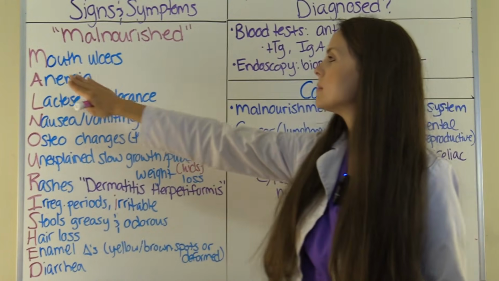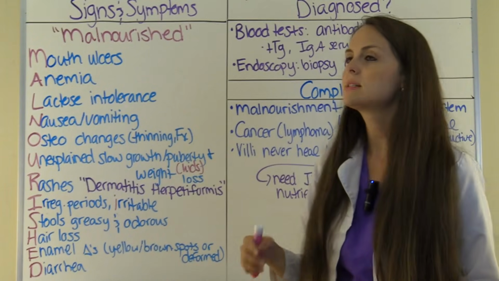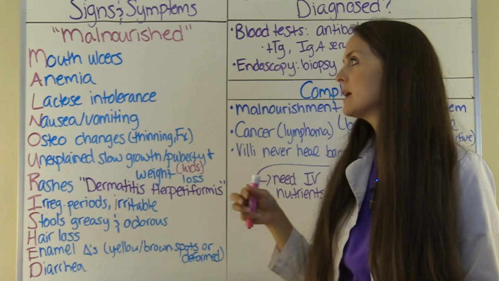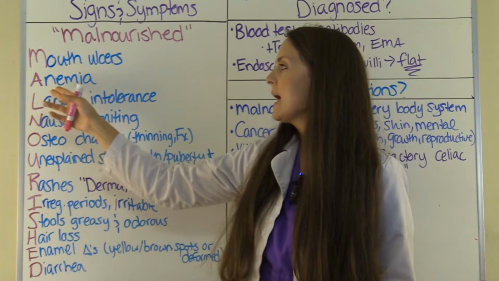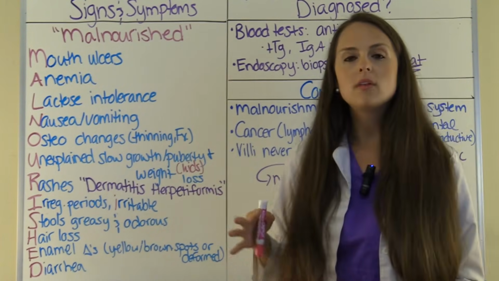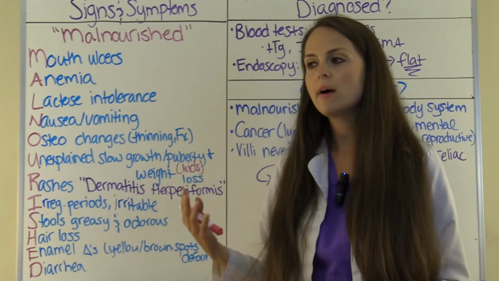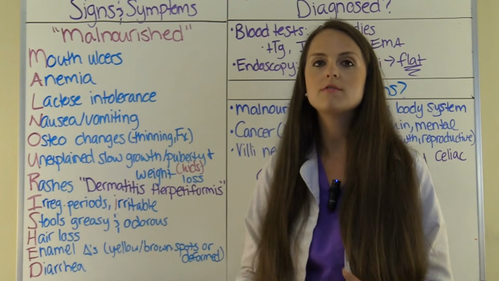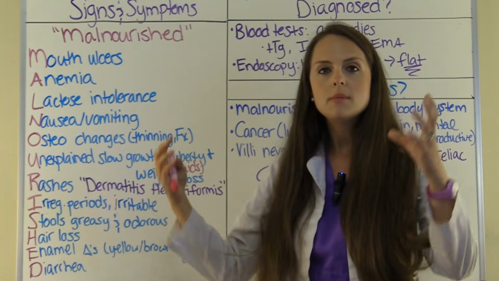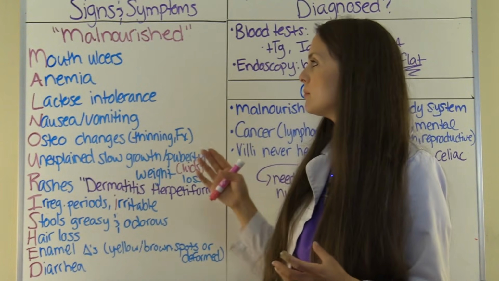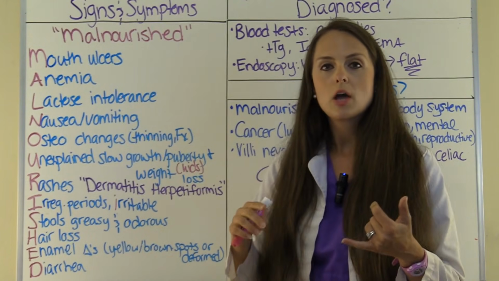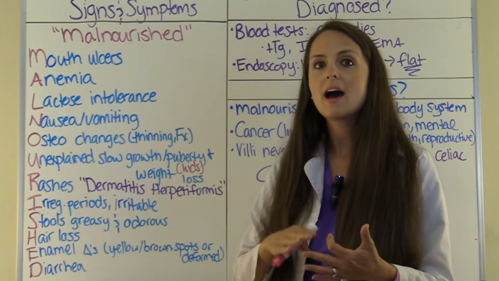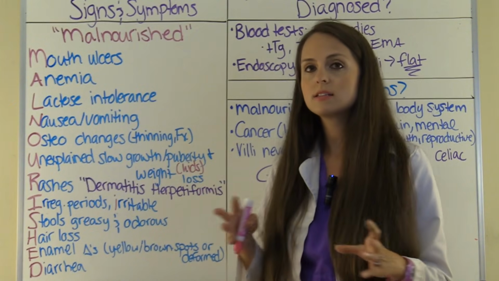Okay, so M for mouth ulcers. Inside the mouth, inside the lip, they may have ulcers that have formed, so your patient may report that to you. A for anemia, low red blood cells. Why anemia? Well, what's happening is that your body is not able to absorb all those vitamins and all those minerals that it needs. And with red blood cells, you need a good supply of vitamin B12, you need a good supply of folic acid and iron, and the body with celiac isn't absorbing that.